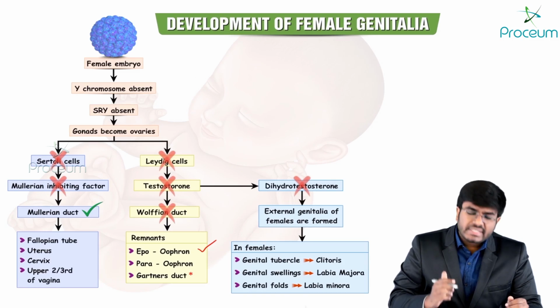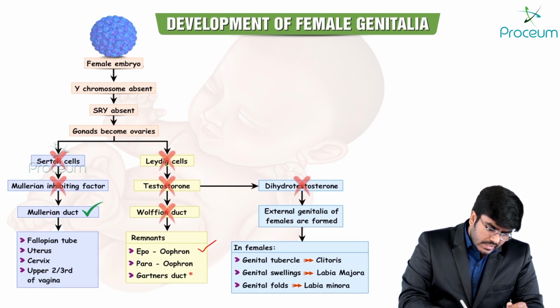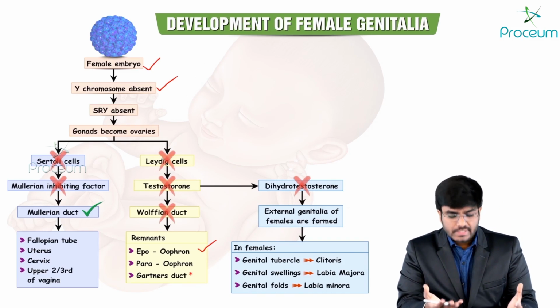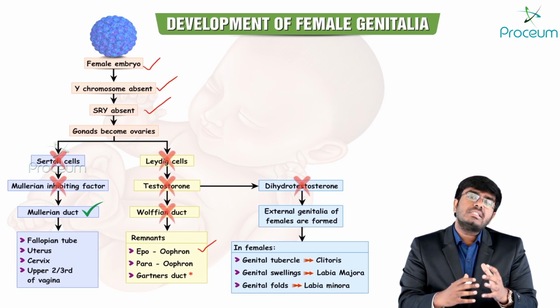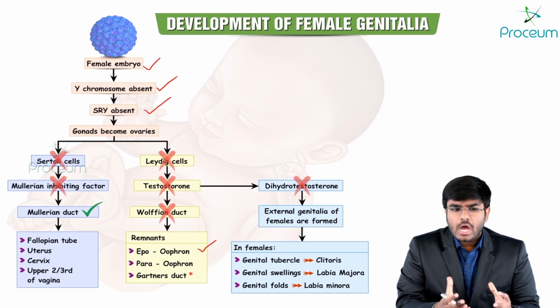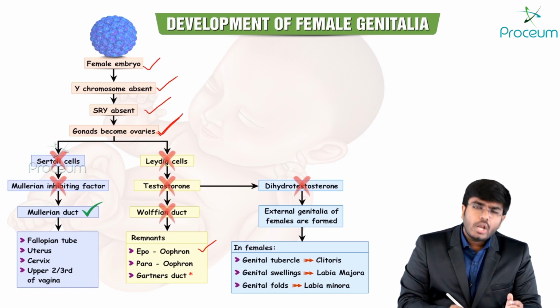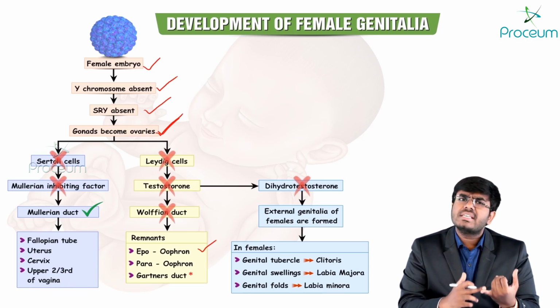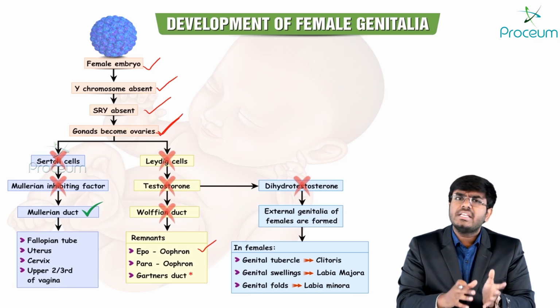Now, let's talk about development of female genitalia. There is this female embryo, and the female embryo doesn't have the Y chromosome. There is absence of the SRY gene. Whenever the SRY gene, or testis determining factor, is absent, automatically the gonads will become ovaries. Now, we all know that in ovaries, Sertoli cells are not there, Leydig cells are not there. Sertoli and Leydig cells are present in the testis.